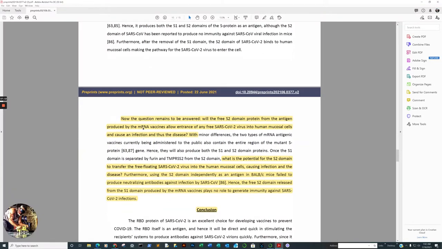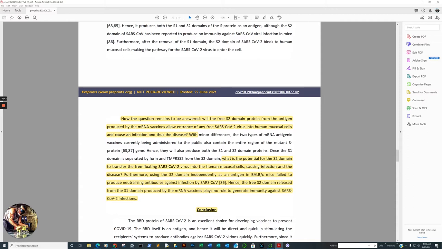I want to read it without adding any publisher bias. Now the question remains to be answered: will the free S2 domain protein from the antigen produced by the mRNA vaccines allow entrance of any free SARS-CoV-2 virus into human mucosal cells and cause an infection and thus disease? What is the potential for the S2 domain to transfer the free floating? Part of the reason why is because this S2 thing, they don't know why it's there. It's actually more problematic than it should be.